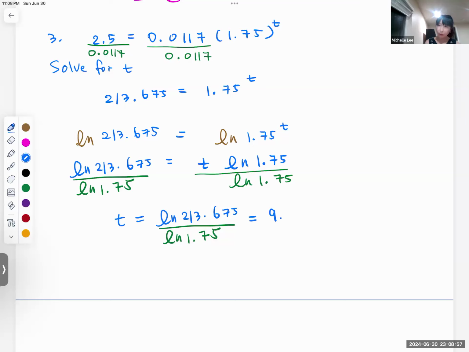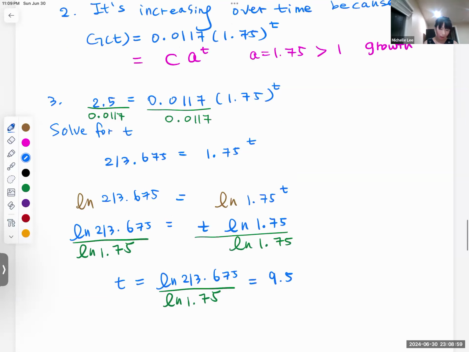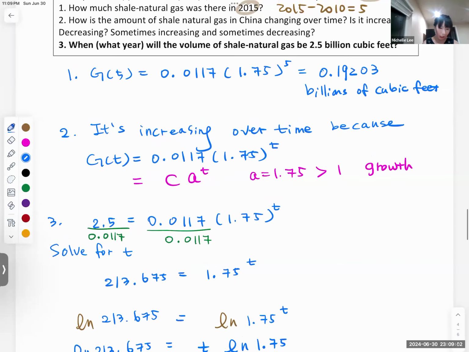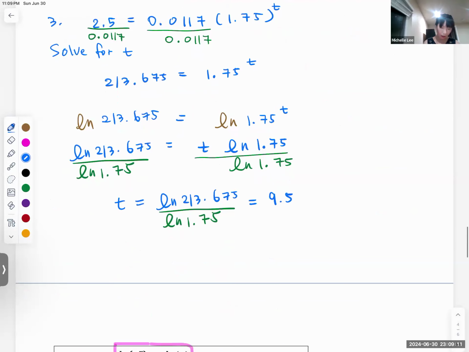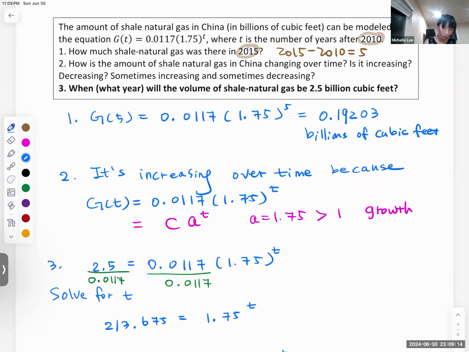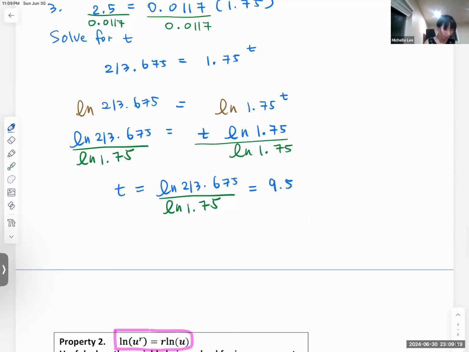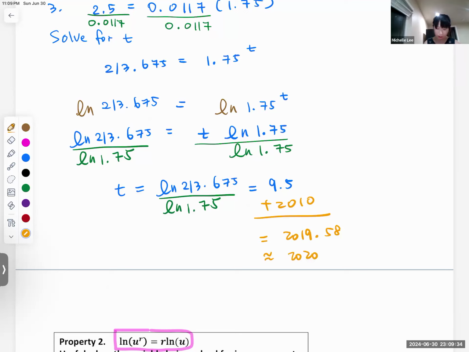So it's 9.5. But they ask us what year, and t is the number of years after 2010. So we add 2010, and it will be 2019.58. So we can say the year 2020, right?